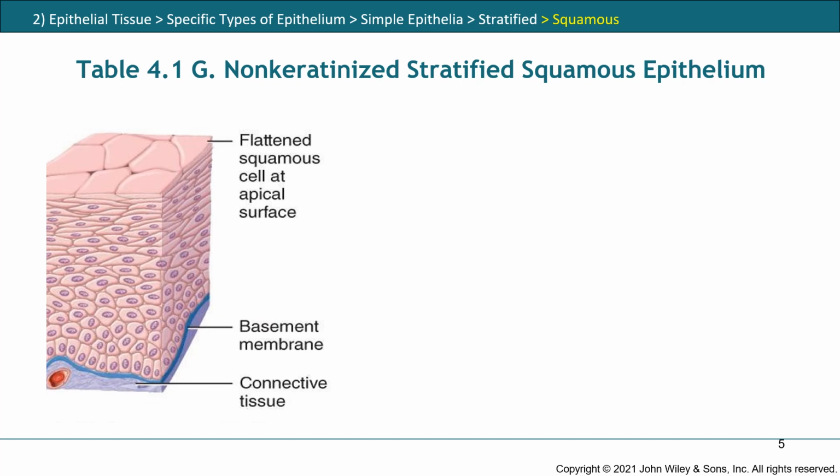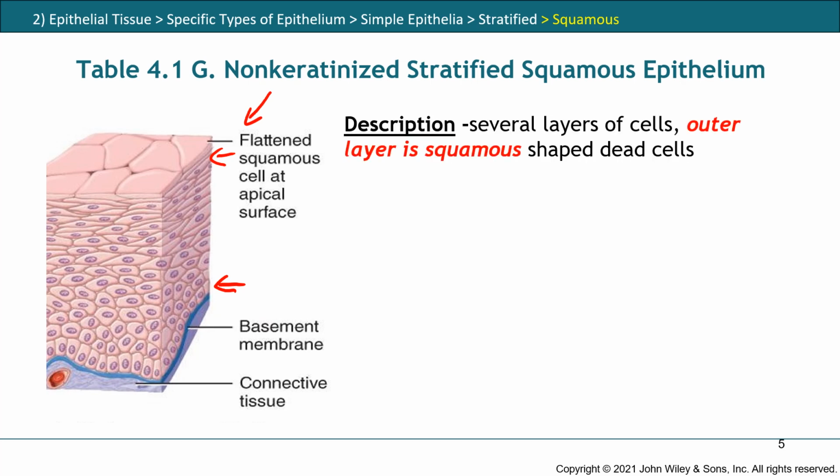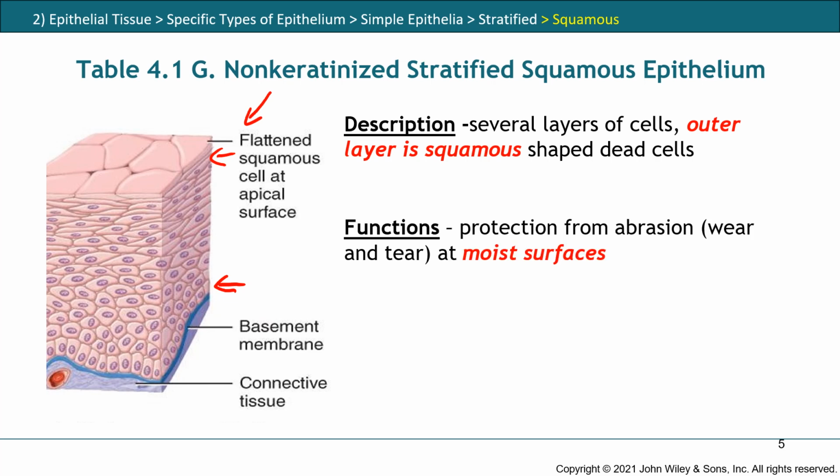Okay, here you can see a picture of the non-keratinized epithelium. Here you see that the shape is not flattened. However, the one on the top is the one that is actually flattened, that is the squamous epithelium. So remember, it's not that all the stratification are squamous, only the top one. And I already told you the function, that is for abrasion in moist surface.